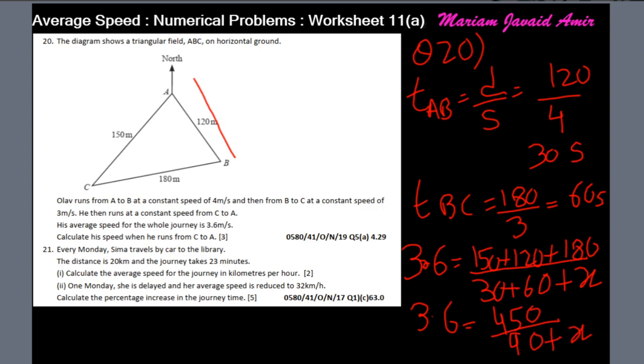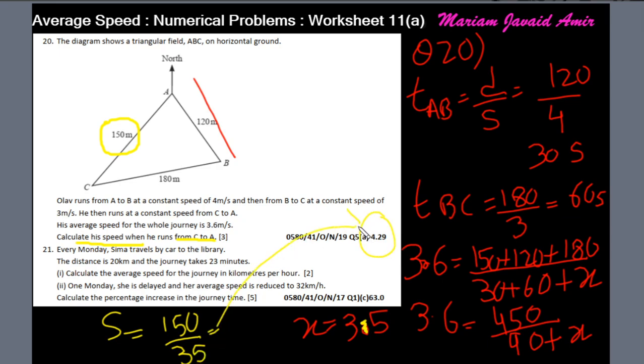Rearrange and solve. I'll do 450 over 3.6 minus 90, which will give me 35. So the time for the third part of the journey comes out to be 3.5. No, this was 35, not 3.5. So calculate his speed when he runs from C to A. From C to A, the distance is 150. So the speed is distance over time, 150 over 35, which rounded off will give us 4.29.